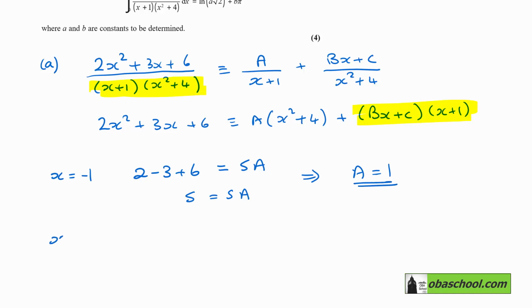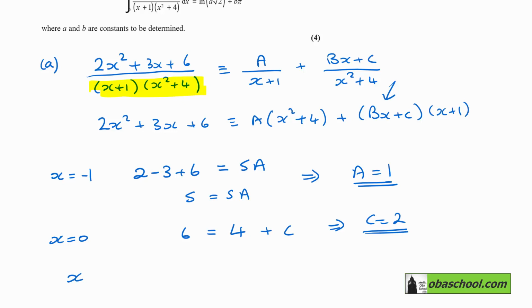I'm going to take x equals 0 now, because x is multiplying the B here, and that will get rid of B. So if it's 0, the left-hand side becomes 6. The right-hand side becomes 4A, and we know that A is 1. And then with the B being 0 and the x being 0, we're just left with C. And that tells us that C is equal to 2.